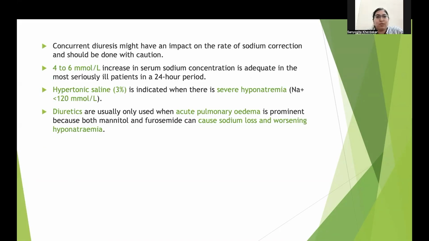Diuresis, it is useful only in the early symptoms. Otherwise, in severe cases, concurrent diuresis might have an impact on rate of sodium correction. Again, a 4 to 6 millimoles per liter increase in serum sodium concentration is adequate in most seriously ill patients. Hypertonic saline only indicated when sodium is less than 120 millimoles per liter. Diuretics are usually used either in the very early periods or when acute pulmonary edema is prominent.